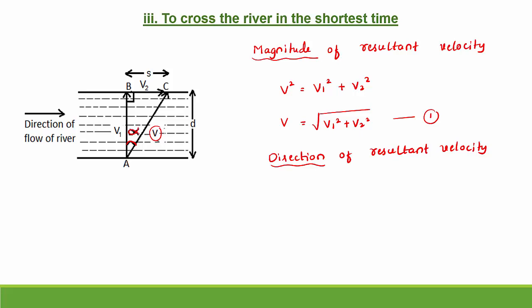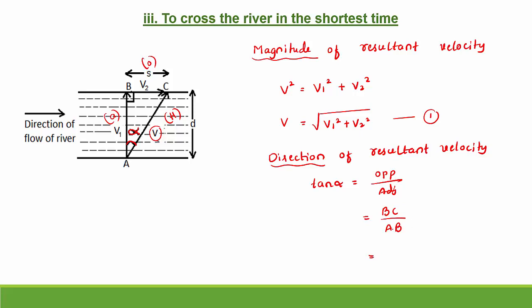So here alpha gives the angle between V1 and V, that is, between AB and AC. AB gives the velocity of the swimmer, but where is he actually moving? Along AC. So we can take tan alpha, the suitable trigonometric function. Tan alpha is equal to opposite side divided by adjacent side. Opposite side is V2, adjacent side is AB, hypotenuse is AC. Opposite side by adjacent side means BC divided by AB.